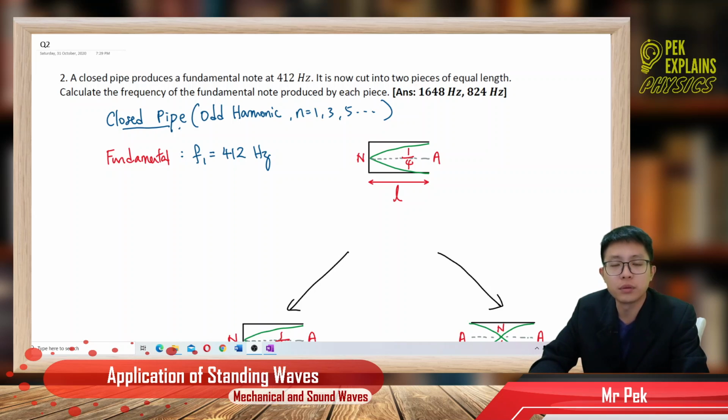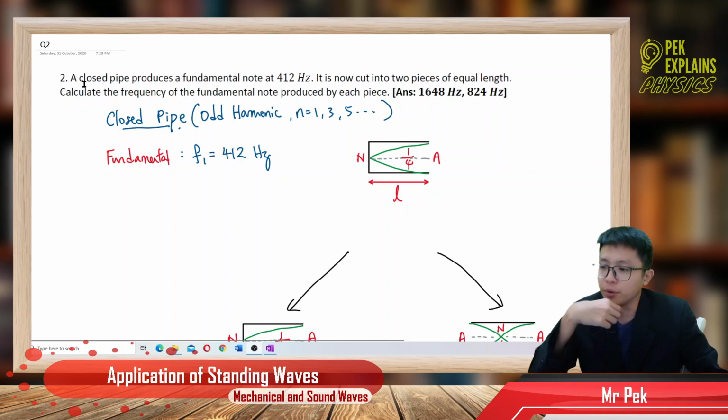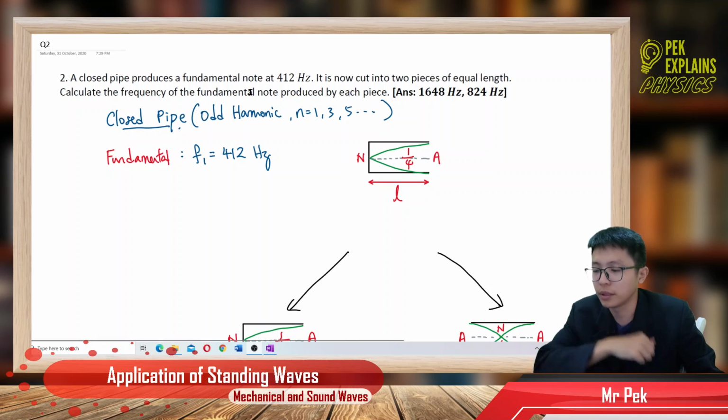Okay, let us proceed to the second question. A closed pipe produces a fundamental note at 412 Hz. It is now cut into two pieces of equal length. Calculate the frequency of the fundamental note produced by each piece.